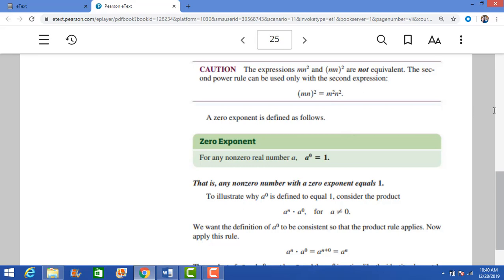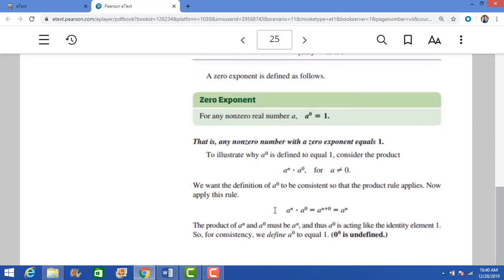Now, a zero exponent is defined as follows. Okay, for any non-zero real number a, a to the 0 is always equal to 1. So any non-zero number with a 0 exponent is 1. Okay, so if we use a to the 0 defined to equal 1, we consider this product. So a to the n times a to the 0, which is the same as 1, is going to be a to the n. Because we can use the product rule, and we get the same thing, a to the n.